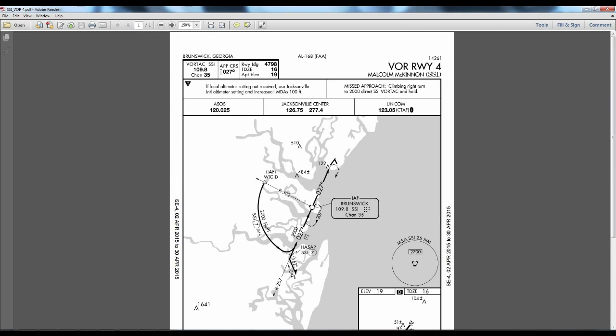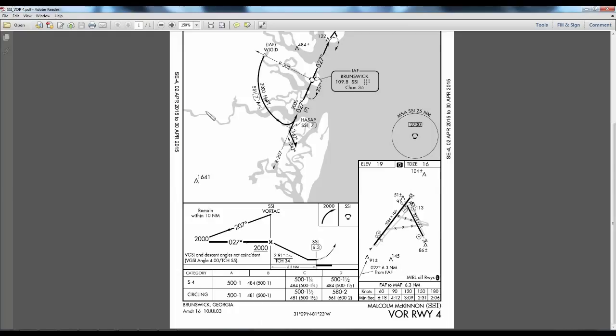So we'd set our radios up, set our course up, note the runway information, read the notes. If local altimeter setting not received, use Jacksonville International altimeter setting and increase MDAs by 100 feet. So if for some reason the ASOS wasn't working or we couldn't receive it, we would tune Jacksonville International's ATIS, use their altimeter setting, and then increase our minimums by 100 feet. So instead of 500, it'd be 600.